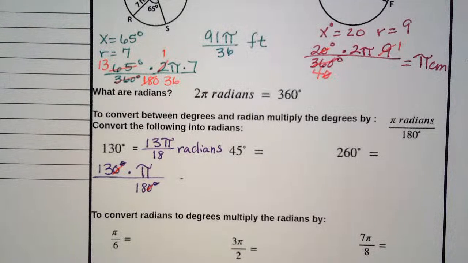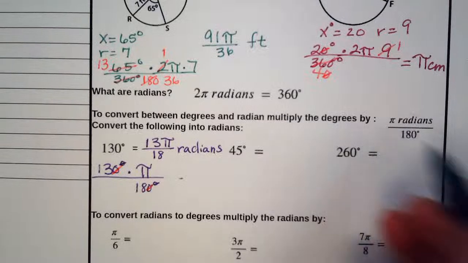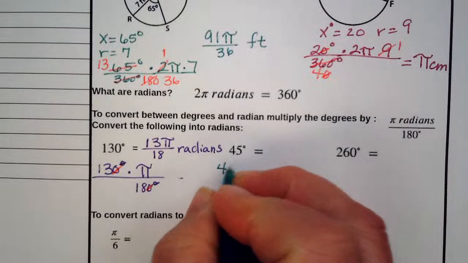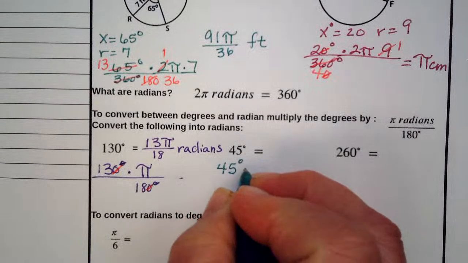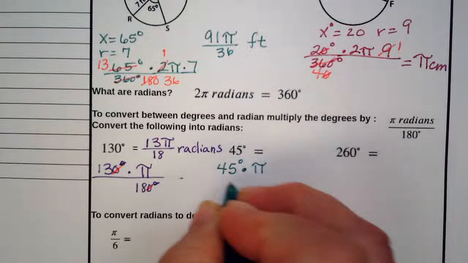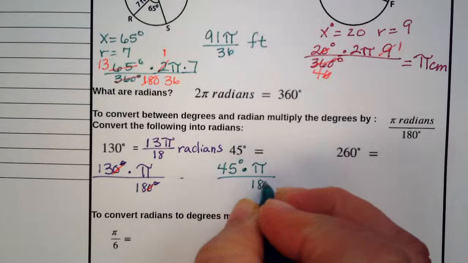What about 45 degrees? Think about it logically. 45 degrees is 1/2 of 90. There are 4 90 degrees angles in 360. So this would be 1/8 of a circle. So if we multiply, 45 degrees times pi, divided by 180 degrees.